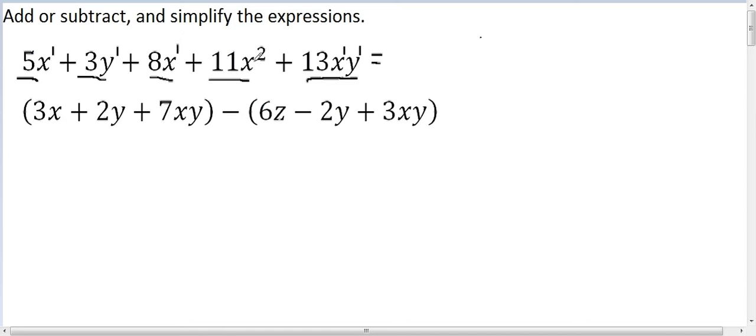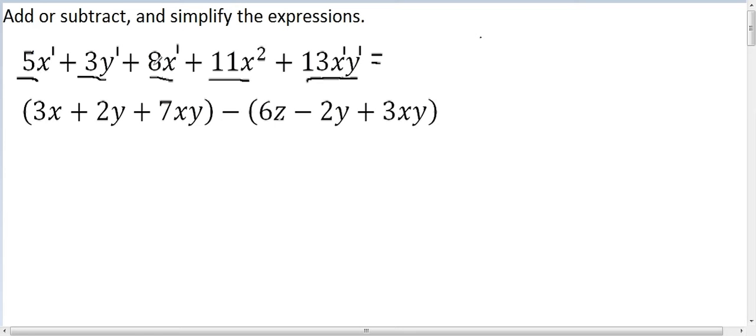Now this term here also has x, but the exponent is different. So we can't combine this term with these two terms here. This term also has x to the first power, which does match the x to the first power here, but this last term here also has y to the first power. And since y to the first power doesn't appear in either of these terms, we can't combine this with either of these terms. So we just need to combine this term along with this term.